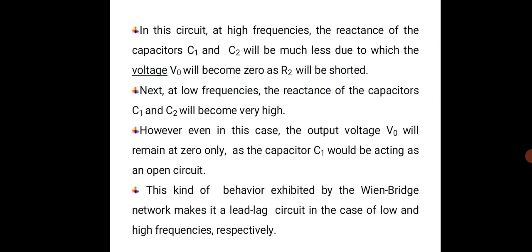In the circuit at high frequencies, the reactance of the capacitors C1 and C2 will be much less, due to which the voltage V0 will become 0 as R2 will be shorted. Next, at low frequencies, the reactance of the capacitors C1 and C2 will become very high. However, in this case, the output voltage V0 will remain at 0 only, as the capacitor C1 will be acting as an open circuit. This kind of behavior exhibited by the Wien bridge network makes it a lead-lag circuit in the case of low and high frequencies respectively.